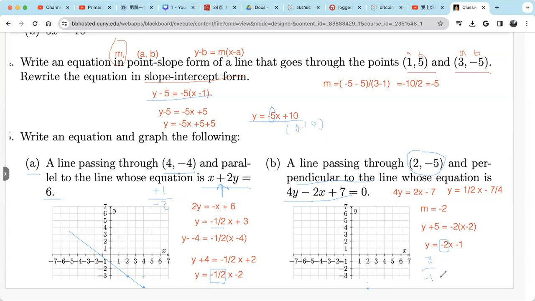2 divided by -1, still -2. So we raise up 2 units to -3, we go to the left 1 unit, so we get this point, right? We could keep doing this, raise up 2, go to the left 1 unit. It's 3 points. Now we can graph. So we have a line that goes through these 3 points. And that's it. That's the graph. Usually at the end of the graph, it is indicated with an arrow.